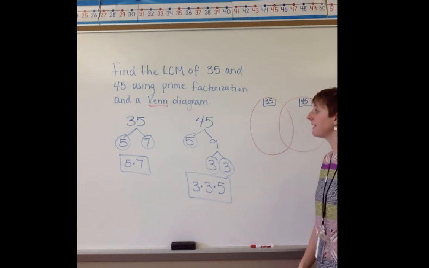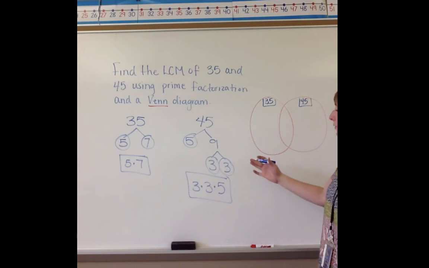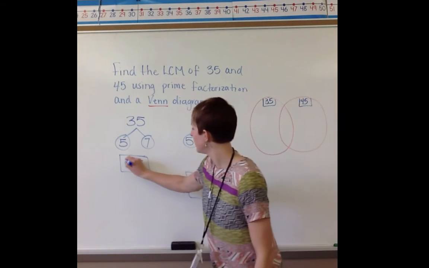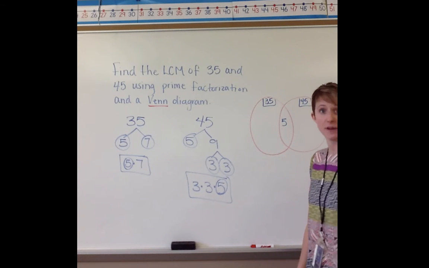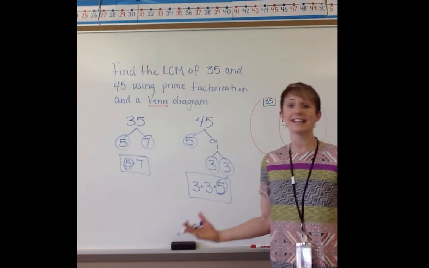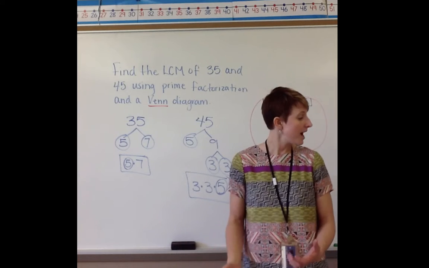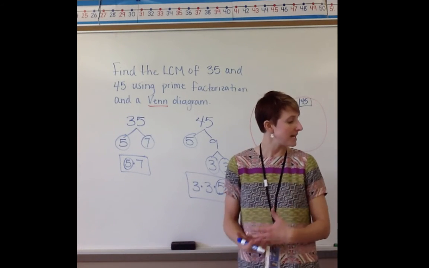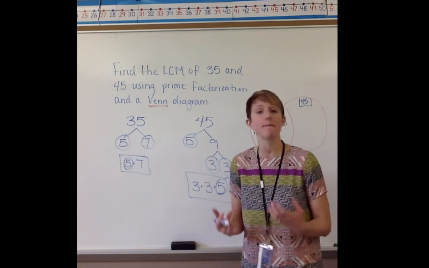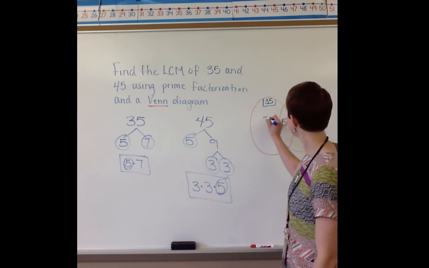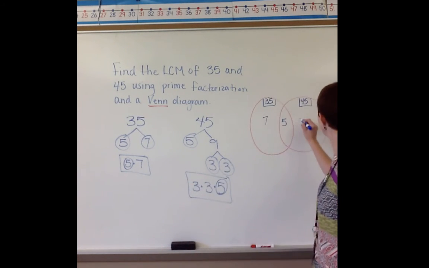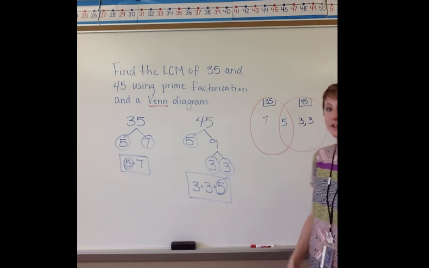So let's first start by finding the greatest common factor of 35 and 45. What do they share? They both share a 5. That's a common prime between 35 and 45. Do they share anything else? No, they do not. So we're going to place the remaining primes in the circles. This is step 4 in your notes, just like we did when we were finding GCF. There's a 7 that remains with 35, and there are 2 3s that remain with 45.